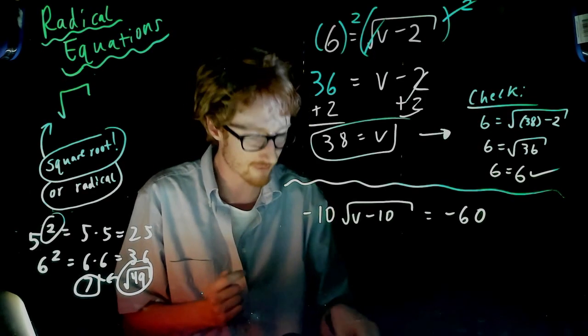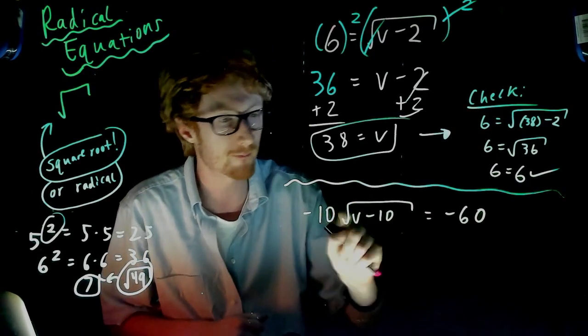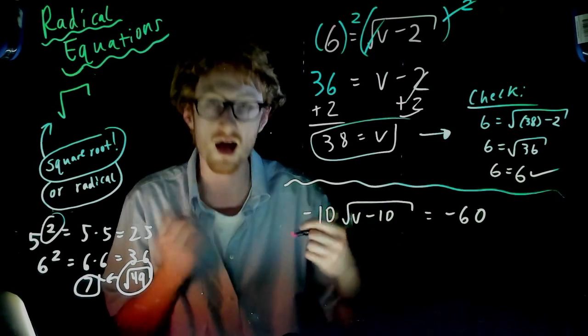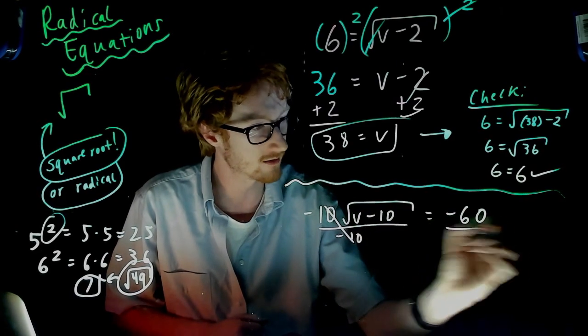So how do I do that? Well, I have to get rid of the negative 10. Now, whenever things are smushed together, remember they're being multiplied. So this times this. How do I get rid of multiplying? Well, I divide. So let's divide both sides by negative 10, there and there.